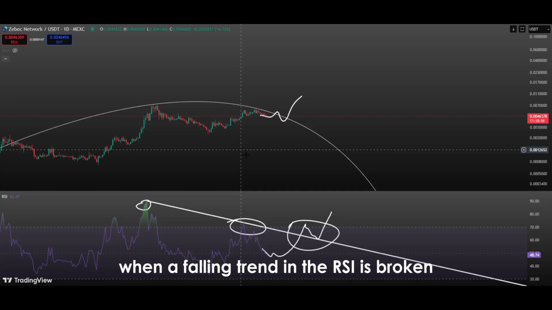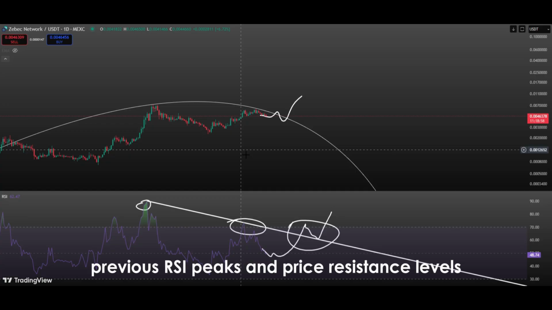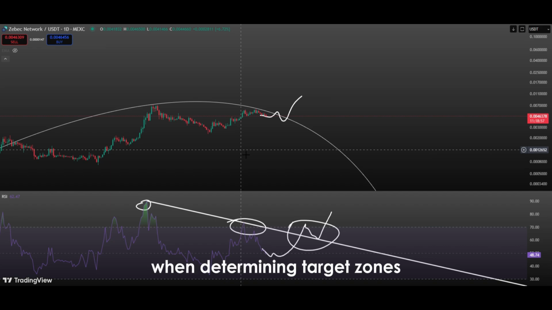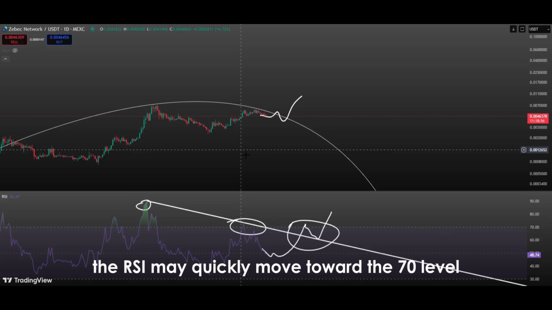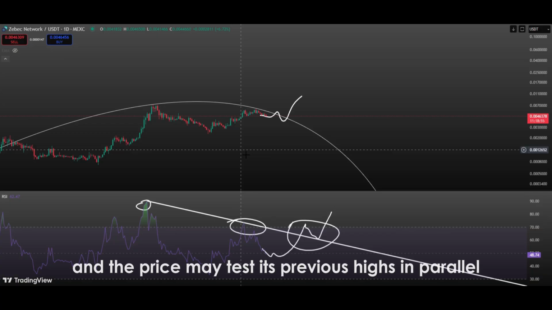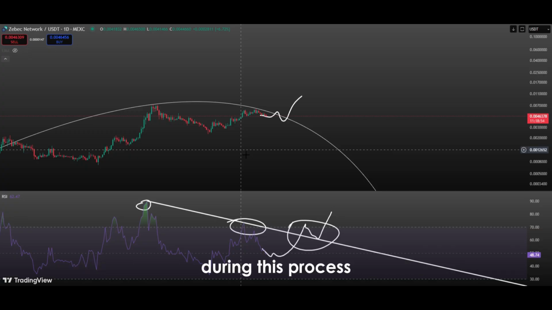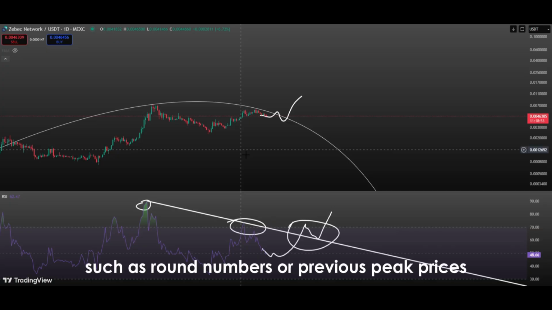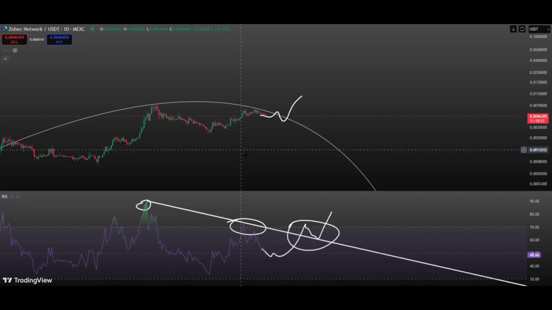When a falling trend in the RSI is broken, previous RSI peaks and price resistance levels are usually taken into account when determining target zones. For example, after the breakout, the RSI may quickly move toward the 70 level and the price may test its previous highs in parallel. During this process, investor behavior can change rapidly, especially when the price approaches psychological levels, such as round numbers or previous peak prices.